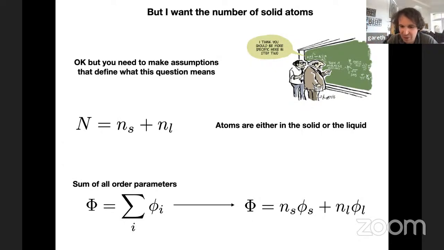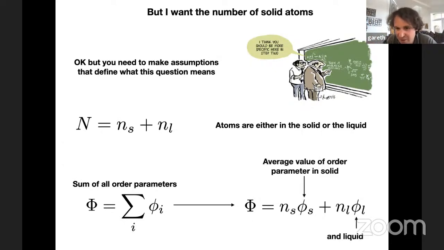But before I've done my simulation, I'm going to do simulations of the solid and the liquid, and I'm going to calculate the average value of the order parameter in the solid, and that's going to be capital phi s. So that's the average per atom value of that quantity in the solid, and the average value of that quantity in the liquid. And then what I'm going to say is that the contribution to phi is only made up of a contribution from the solid part of the system and a contribution from the liquid part of the system.